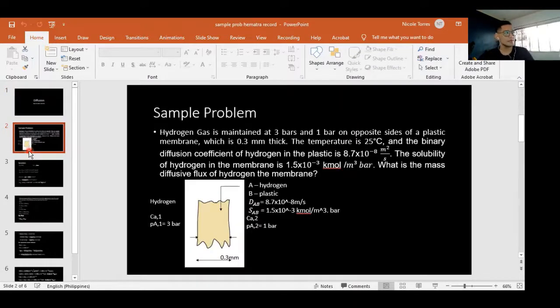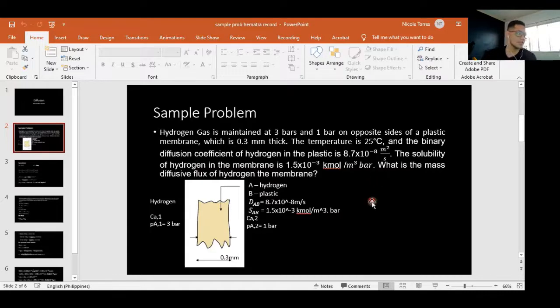So the sample problem would be: hydrogen gas is maintained at 3 bars and 1 bar on opposite sides of a plastic membrane, which is 0.3 millimeter thick. The temperature is 25 degrees Celsius, and the binary diffusion coefficient of hydrogen in the plastic is 8.7 times 10 raised to negative 8 meters squared per second. The solubility of hydrogen in the membrane is 1.5 times 10 raised to negative 3 kilomole per cubic meter bar. What is the mass diffusive flux of hydrogen in the membrane?